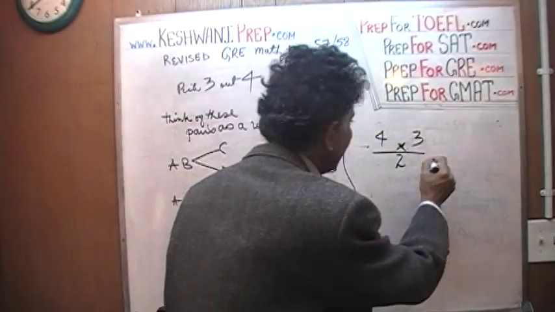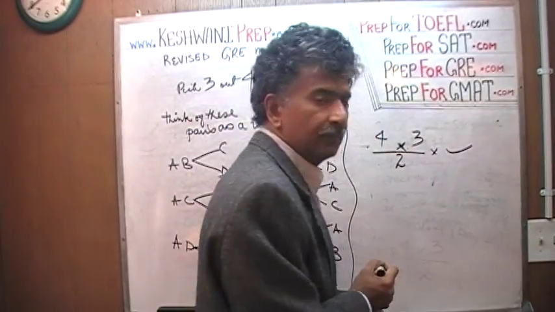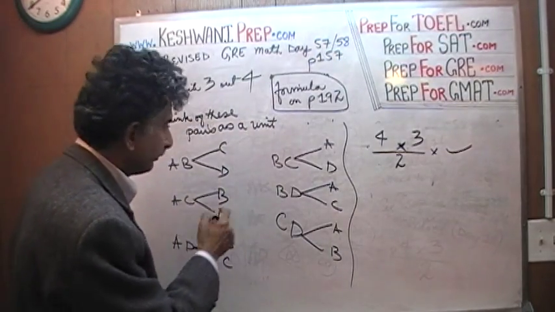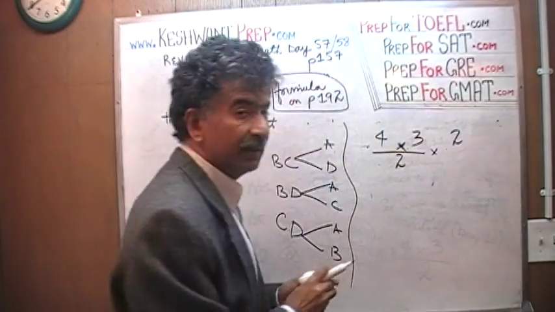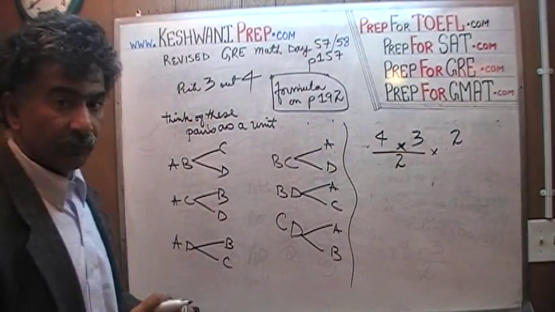How many different ways can I pick a third person? 2 different ways I can pick a third person. Now watch what happens. This is where the kinky part is coming up.